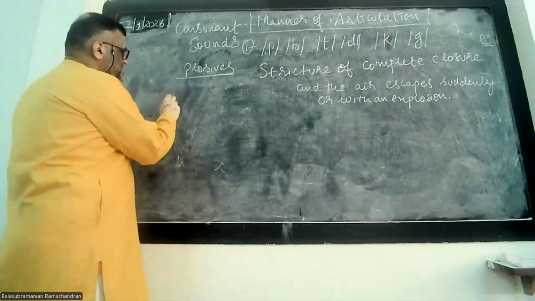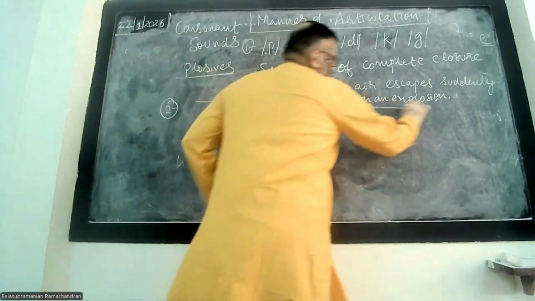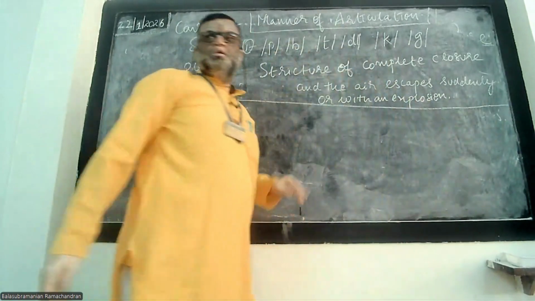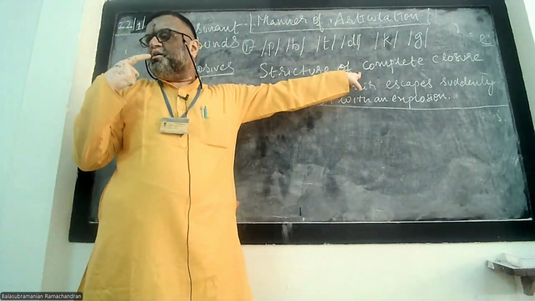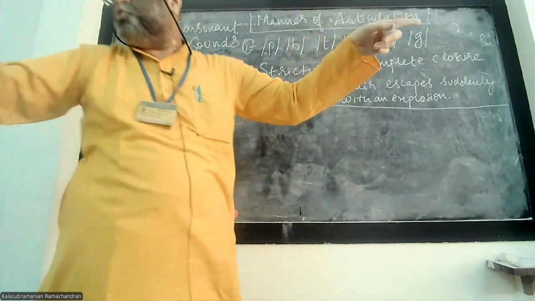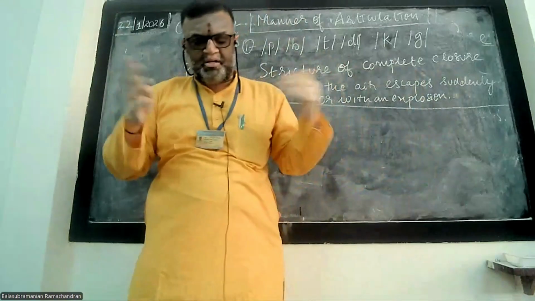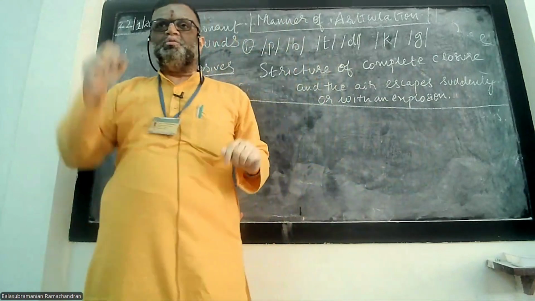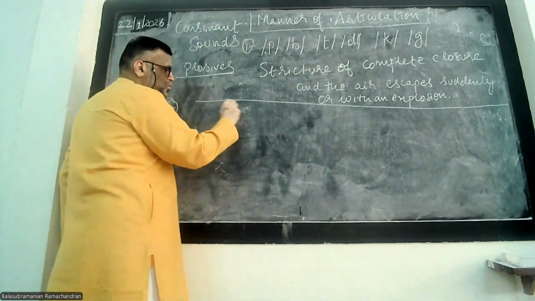Okay, let's look at the next set of sounds. I'm going to produce these sounds. So we will be progressing from a stricture of complete closure to a stricture of no closure. You will understand this in the next 10 minutes. Now let me produce these two sounds. I'm going to introduce these two sounds to you.